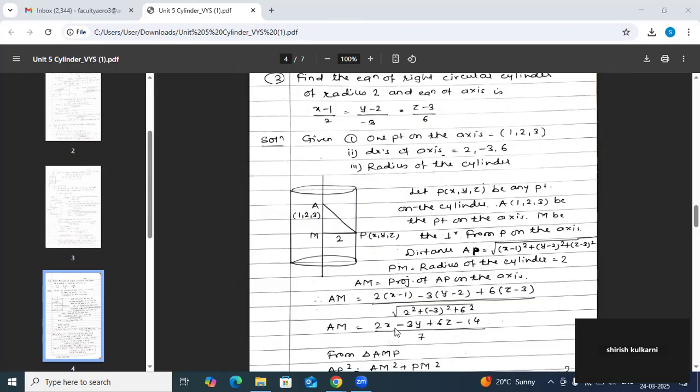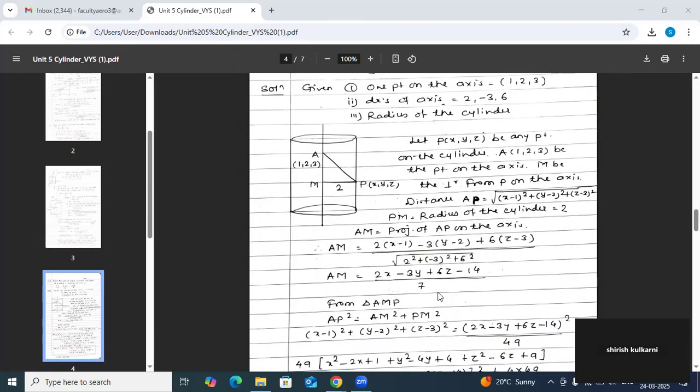Then simplify this: 2x minus 2 minus 3y plus 6 plus 6z minus 18. After simplifying, you get (2x minus 3y plus 6z minus 14) upon the square root of 49. The square root of 49 means 7. Then with the help of the Pythagoras theorem, hypotenuse square means AP square is equal to the sum of squares of the remaining two sides: AP square is equal to AM square plus PM square.